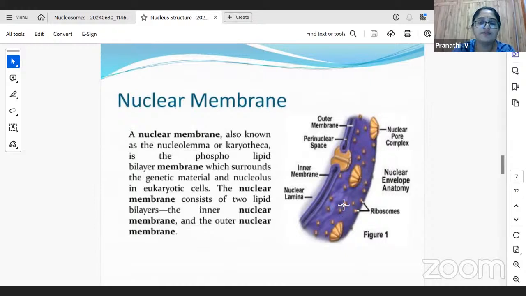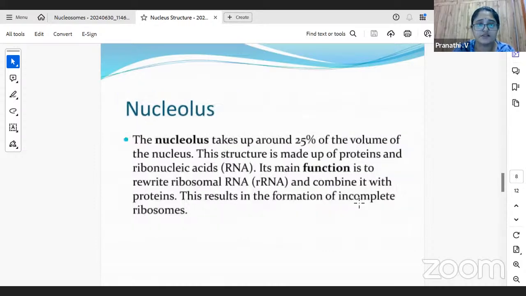And on top of the nuclear membrane you also have ribosomes, for protein synthesis. All the proteins necessary for transcription, translation, most of them are being produced over here. The ribosomes are going to participate in the protein synthesis.